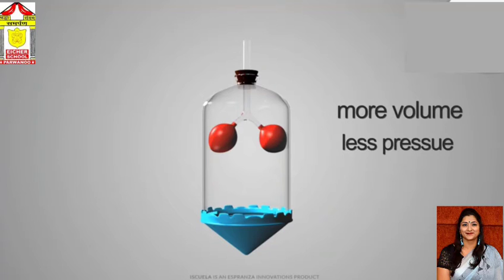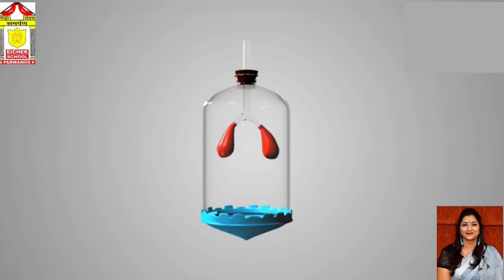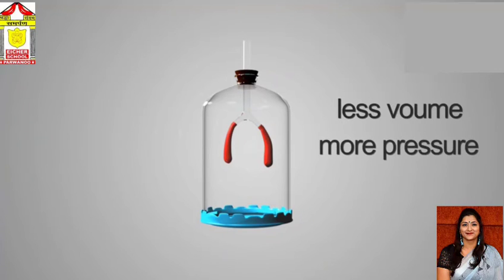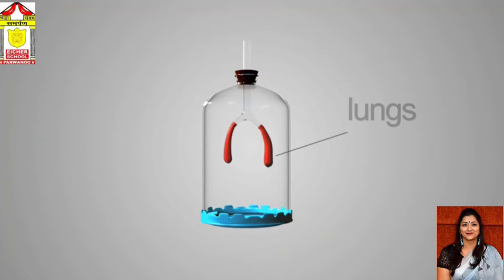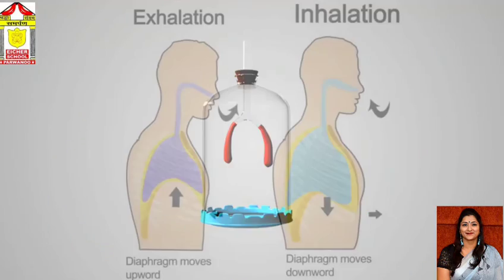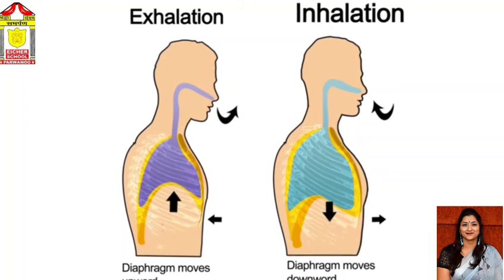On the other hand, when the rubber sheet is pushed up, the area of the plastic bottle is reduced. This increases the pressure inside the bottle. So air is pushed out from the bottle, which deflates the balloon. So in this activity, balloons represent our lungs and the rubber sheet works as the diaphragm. A somewhat similar mechanism takes place in our respiratory system also, which shows that the up and down movement of the diaphragm is responsible for the movement of air in and out of our lungs.